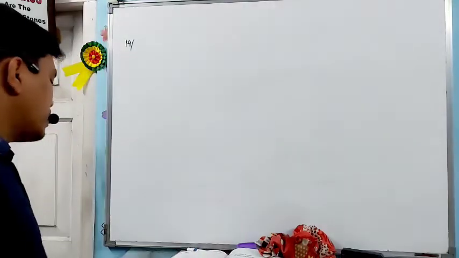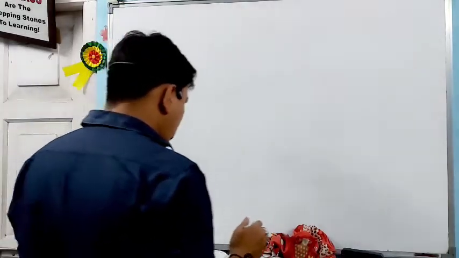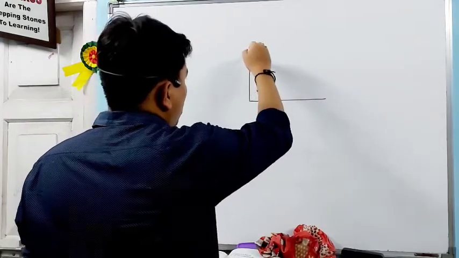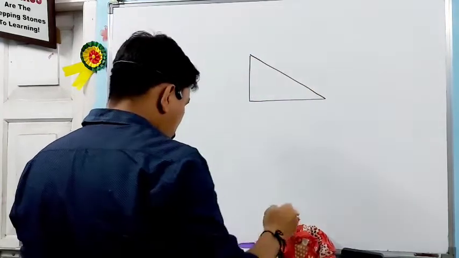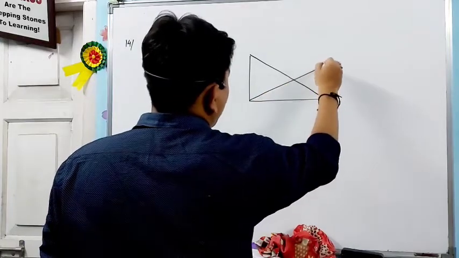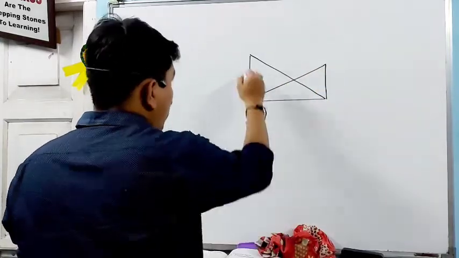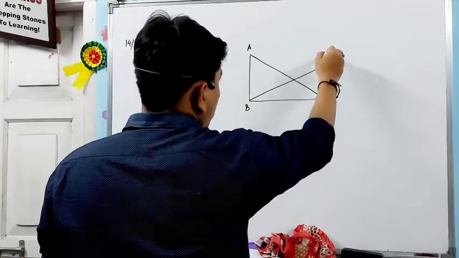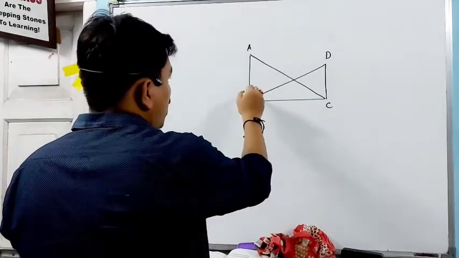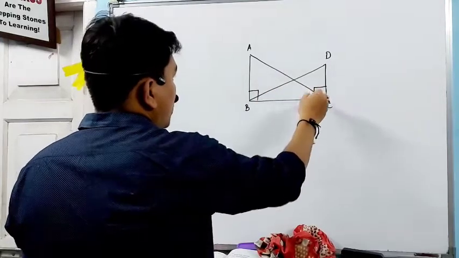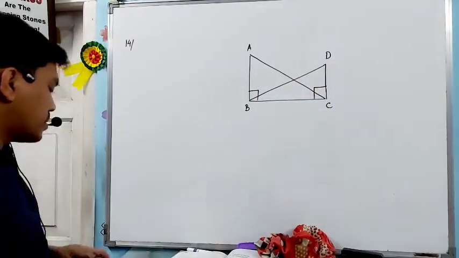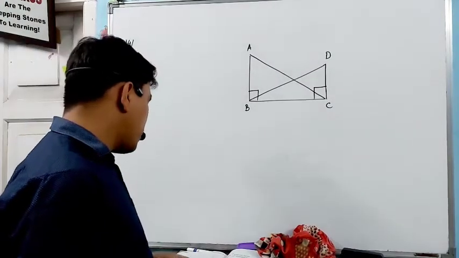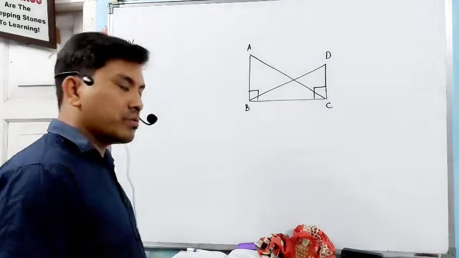In the adjacent diagram, one diagram is given. Let me draw the diagram. Without the diagram we cannot do this, so in the exam also it is better you draw the diagram. It is given that this is A, B, C and D, and this angle is 90 degrees, this is also 90 degrees. Now we have to prove that AC square plus CD square equals BD square plus AB square.